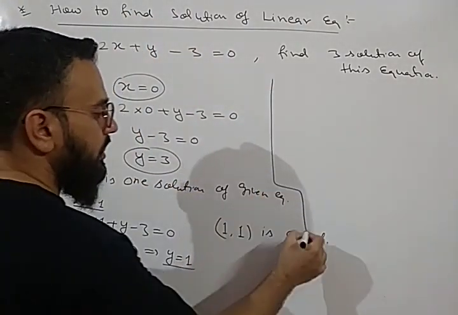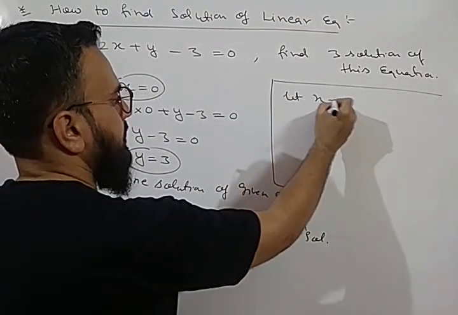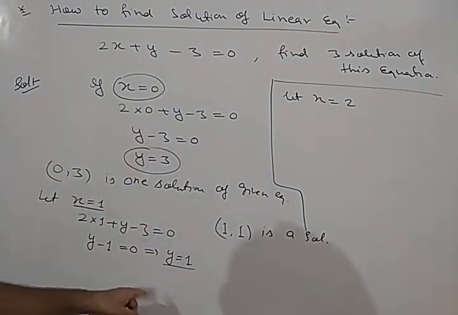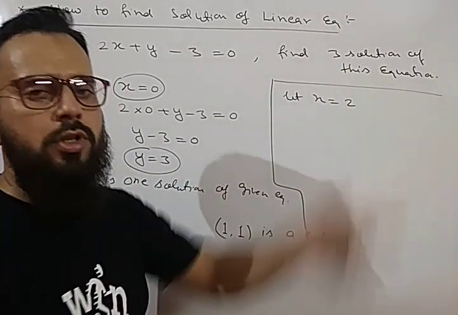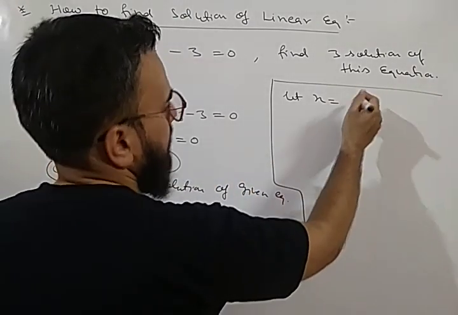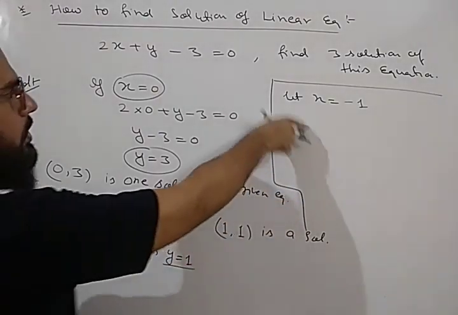Clear? Now we have to find the third solution. So we will take, let x equal to 2. We have taken x equal to 0, then x equal to 1, then x equal to 2. You can also take x equal to minus 1. It depends on you. Now let us take x equal to minus 1. Let us take one value with negative sign also. So x equal to minus 1.